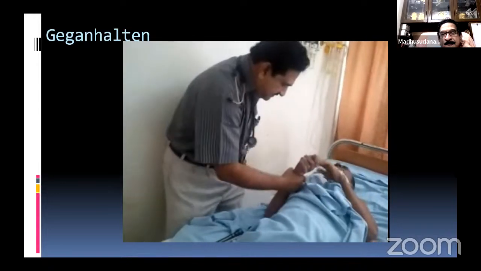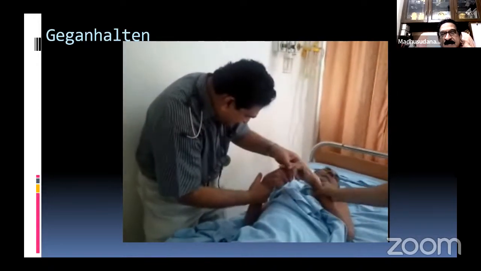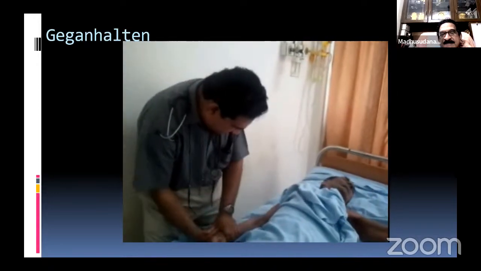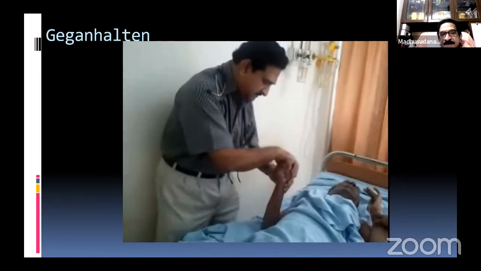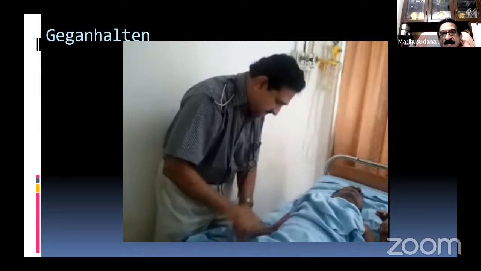Then that is Gegenhalten. See, in frontal lobe lesion. See, it's not uniform. It varies with position. Sometimes it relaxes. Sometimes it does not relax.